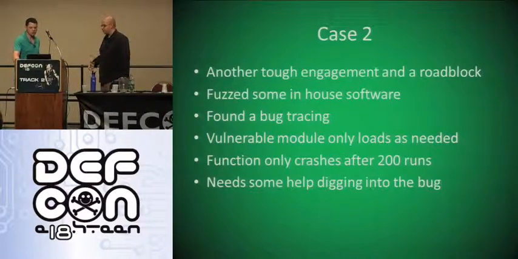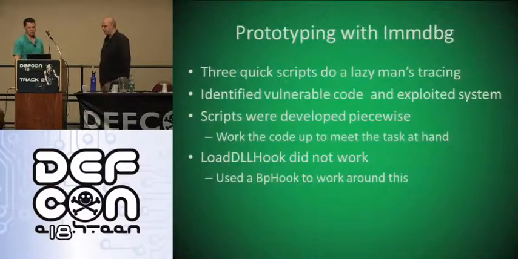But you have some problems, in that the modules are loaded as they're needed. You can run through hundreds of iterations. And if you're trying to do a full trace on this, or if you're trying to manually debug it, you're just going to spend far, far too much time. So I created some add-ons to Immunity Debugger. It's a nice interface. It's basically OllyDbg with Python built in and a nice API. So basically, it's 3 quick scripts to do some lazy man tracing.